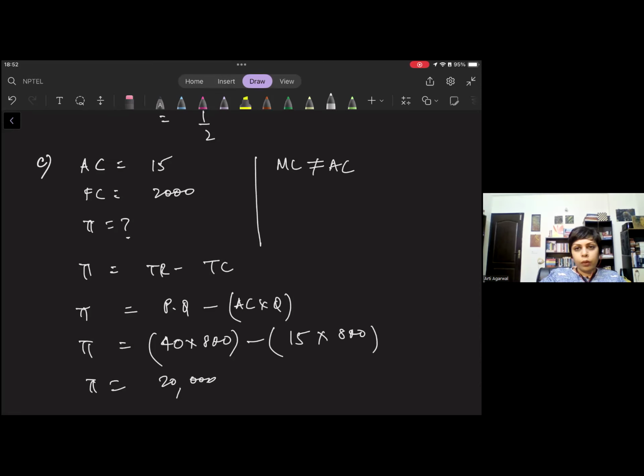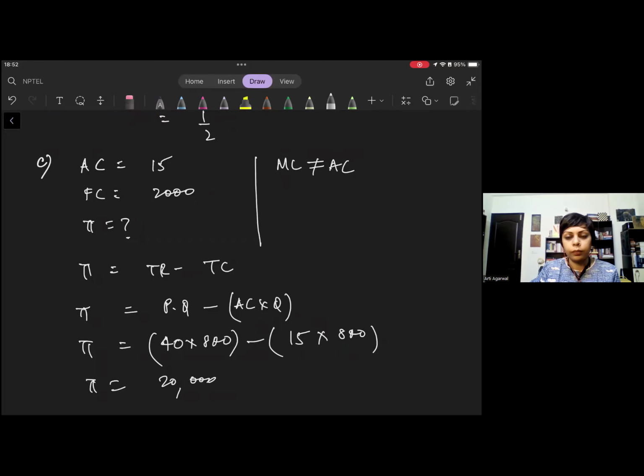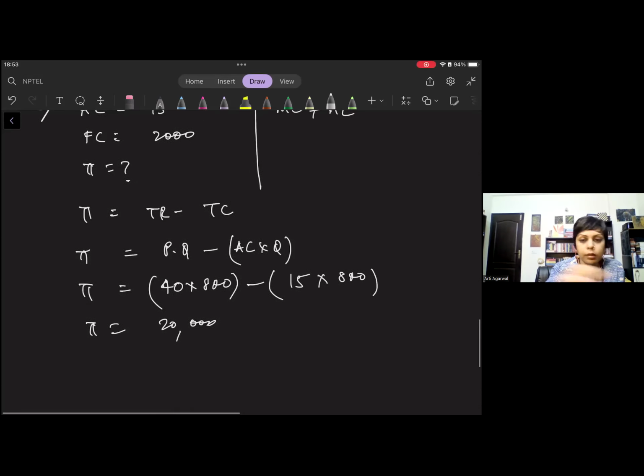You understood why what I was doing earlier was wrong? I was taking it as marginal cost and fixed cost, but that is not exactly accurate because the fixed cost and all that may figure in a slightly different form in the actual cost function. We don't have the cost function, but we have the average cost. So average cost into the total quantity will always be the total cost. So we don't need to worry about marginal cost at all.